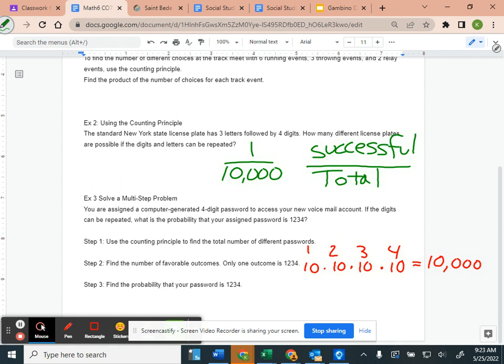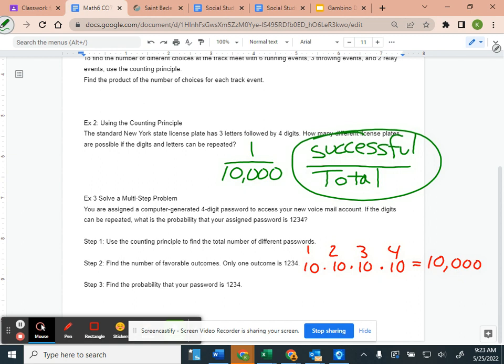To solve this one, it says find the probability. Do not forget how to find our probability: the number of successful outcomes over how many outcomes altogether. You have to remember that. We've used it in every assignment this week. To find the probability, you put the successful outcomes over the total outcomes.